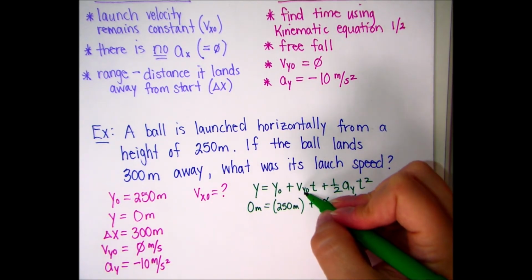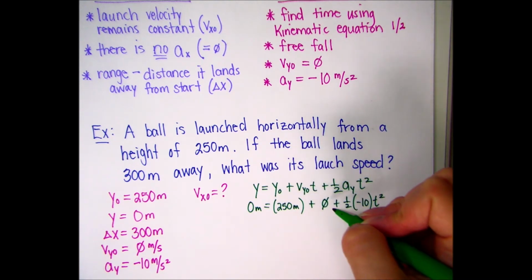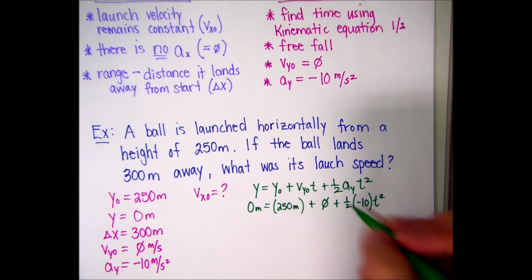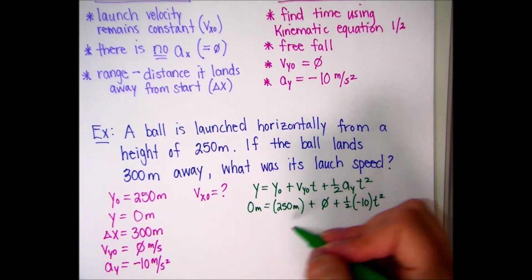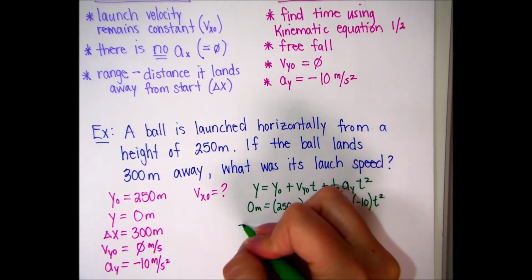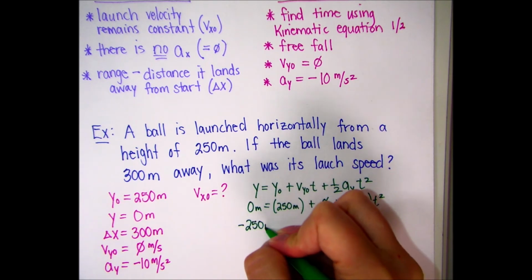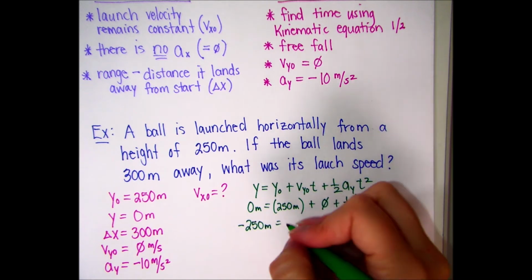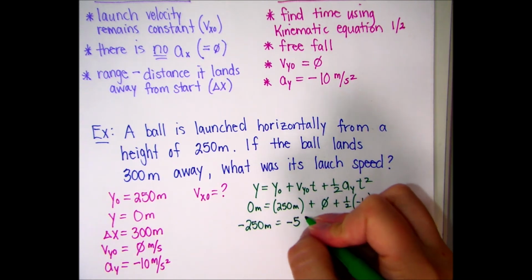Remember, 0 times anything is still 0. Okay, now we're going to do some algebra. First, I'm going to subtract the 250 from both sides, so I get -250. And then I'm going to apply 1/2 times -10, which is -5.